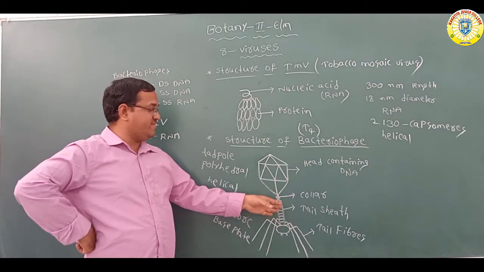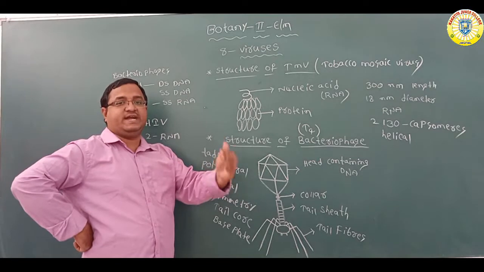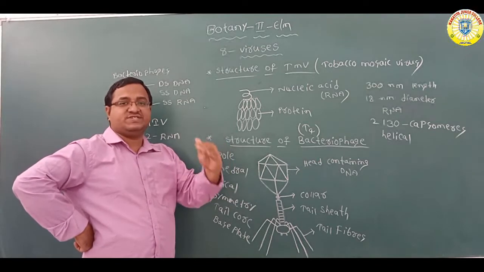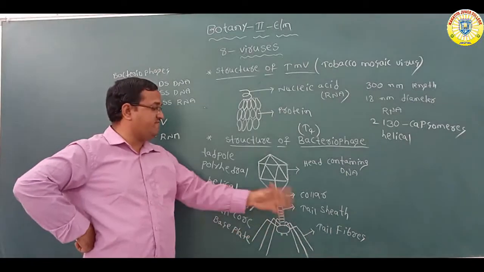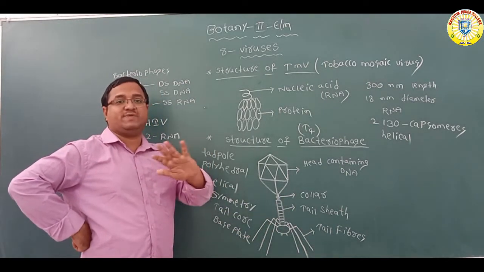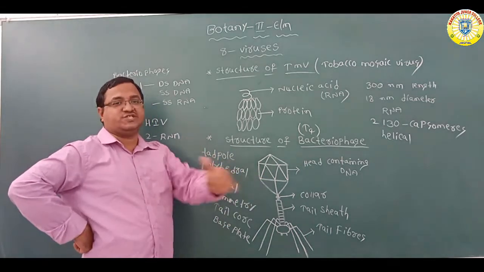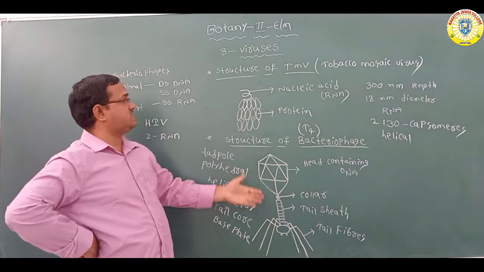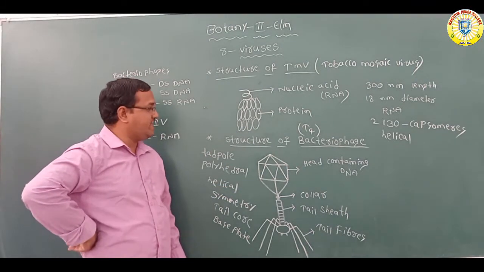So what is the function of the tail sheath? The tail sheath is very useful for penetrating the bacteriophage DNA into the host cell. And what is the function of the tail fibers? Tail fibers are very useful for attachment of the bacteriophage onto the host cell. So these are the structures of the tobacco mosaic virus and bacteriophages.